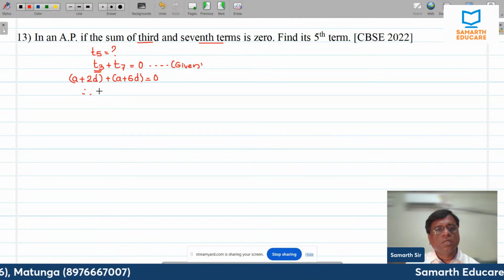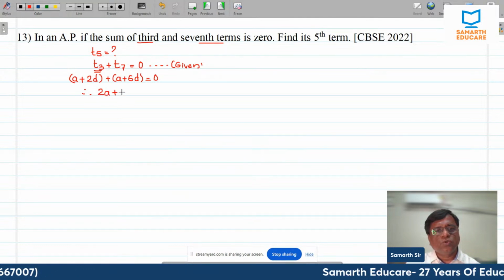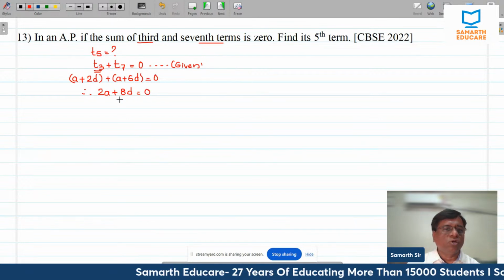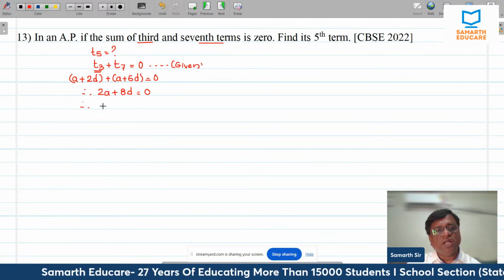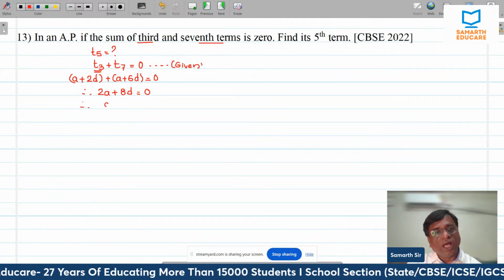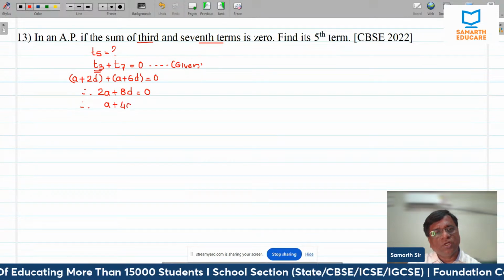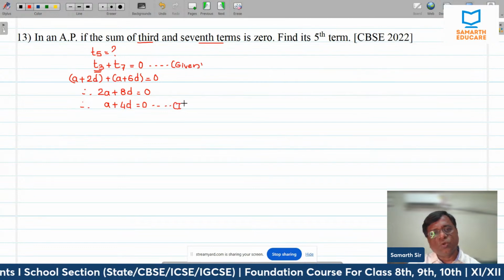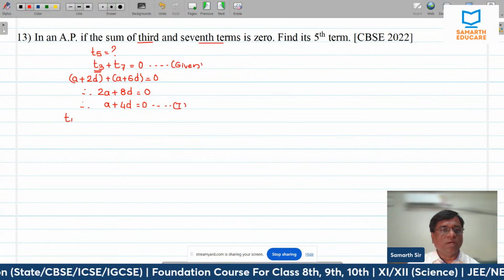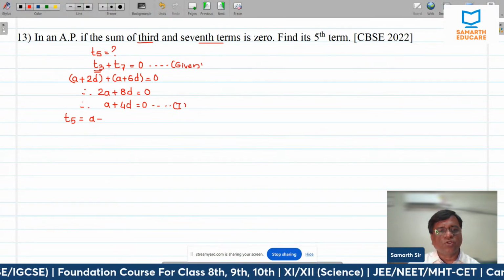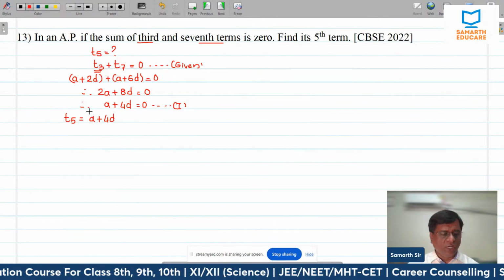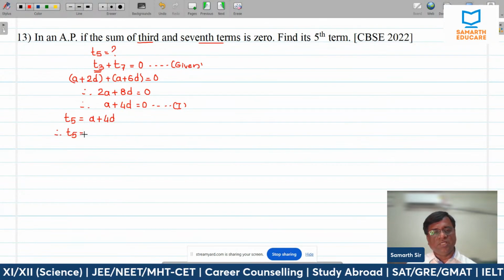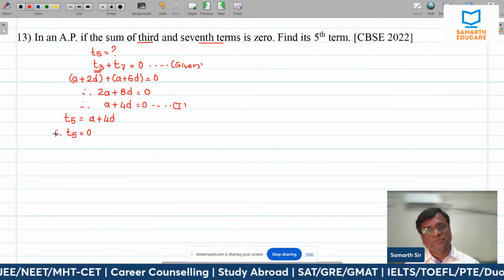That means a plus a is 2a, plus 6 plus 2 is 8d, and that is equal to 0. If I divide the whole thing by 2, I get a plus 4d is equal to 0. So this is equation 1. He is asking for the fifth term. According to my calculation, the fifth term has to be a plus 4d. But a plus 4d I have just found, so the fifth term is 0. All right.